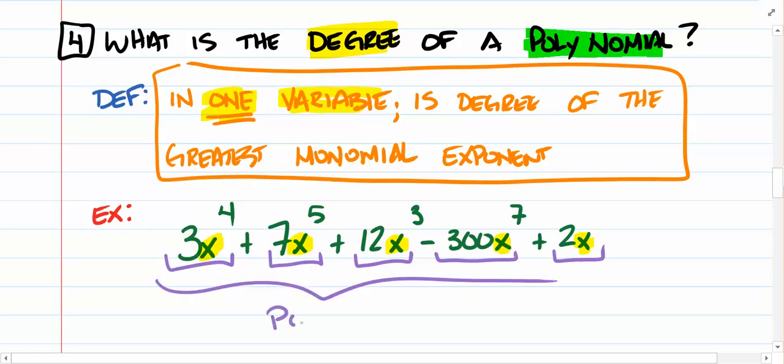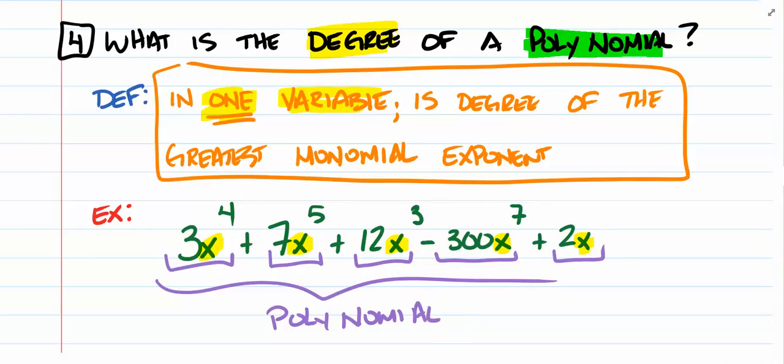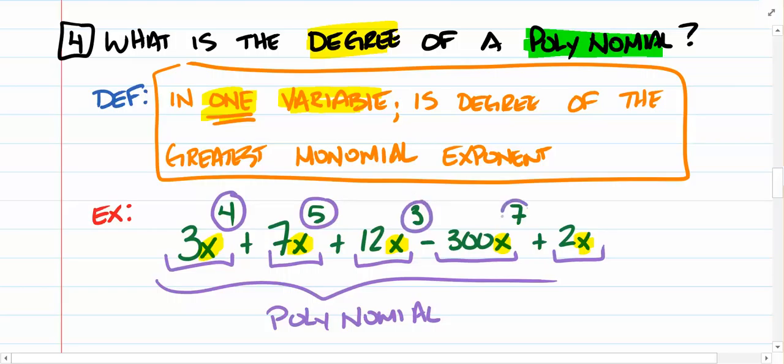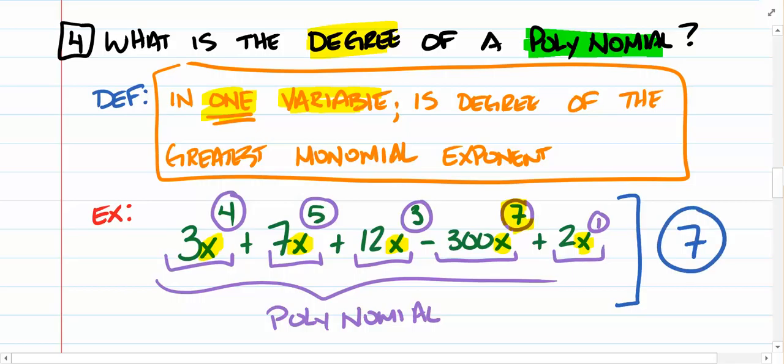Collectively, they make up a polynomial. This is not new. We learned this in the last box, okay? What is new is the degree of this polynomial. This is a degree of 4, this is a degree of 5, this is a degree of 3, this is a degree of 7, and this is a degree of 1. So what we do is we look at the highest degree's exponent. Obviously it's a 7, so therefore the degree of this polynomial is 7. So this is a 7th degree polynomial.